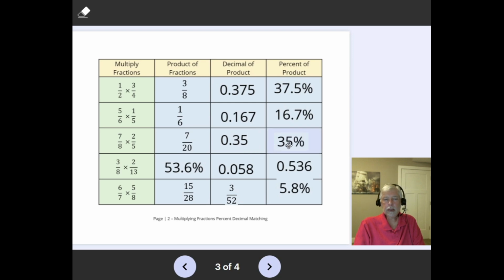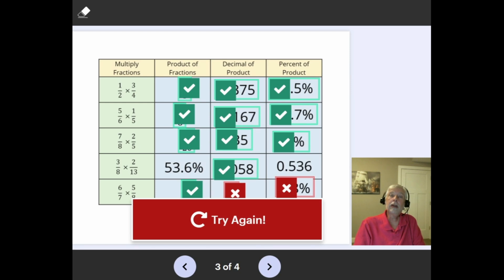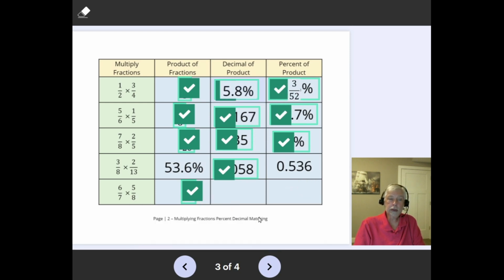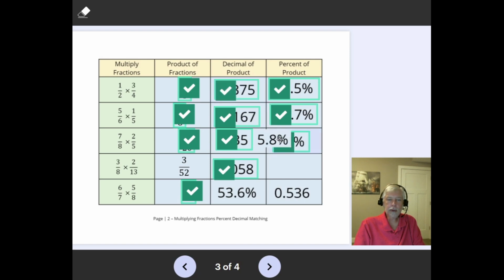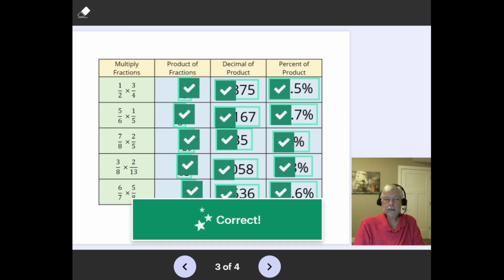Now, let's say the student has a problem wrong. Well, they could check their answer, and it shows them which one is wrong. So we're going to go ahead and see where we're at. This one right here, we need 3 over 52 right here. If I take 3 divided by 52, that does give me that 0.058. And if I multiply that by 100, that gives me 5.8. So there we go. We got that. And I know that this needs to be the decimal, and that needs to be the percent. And I check it again, and I'm done.